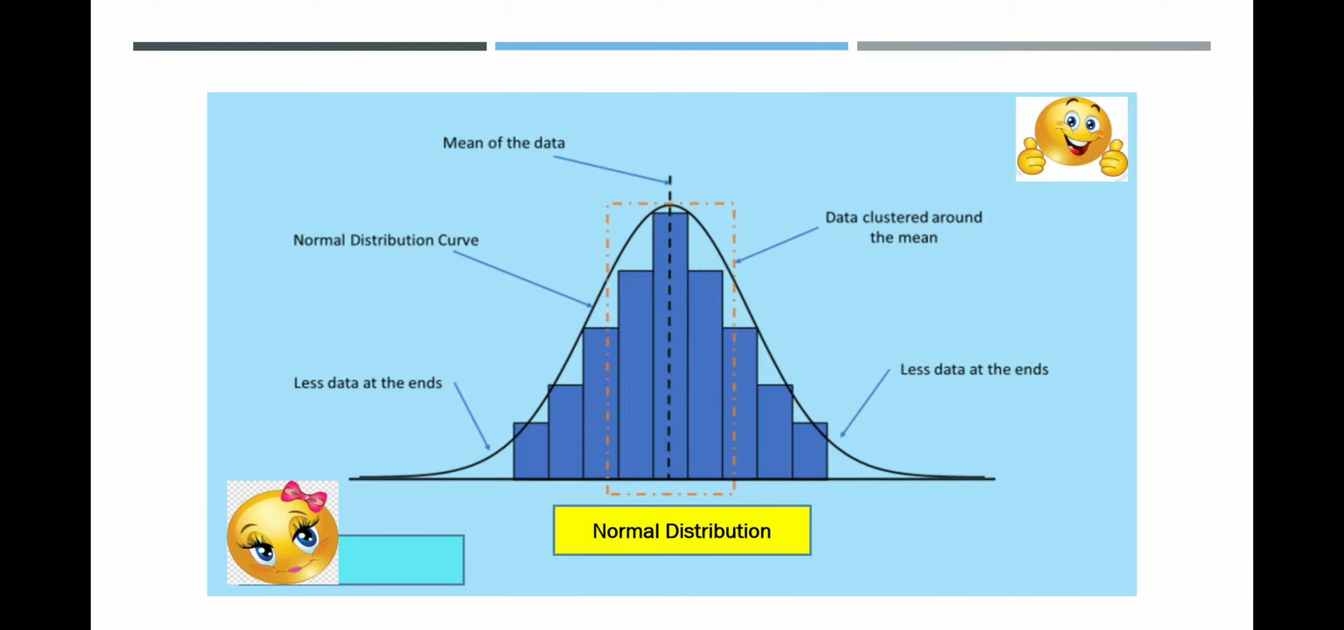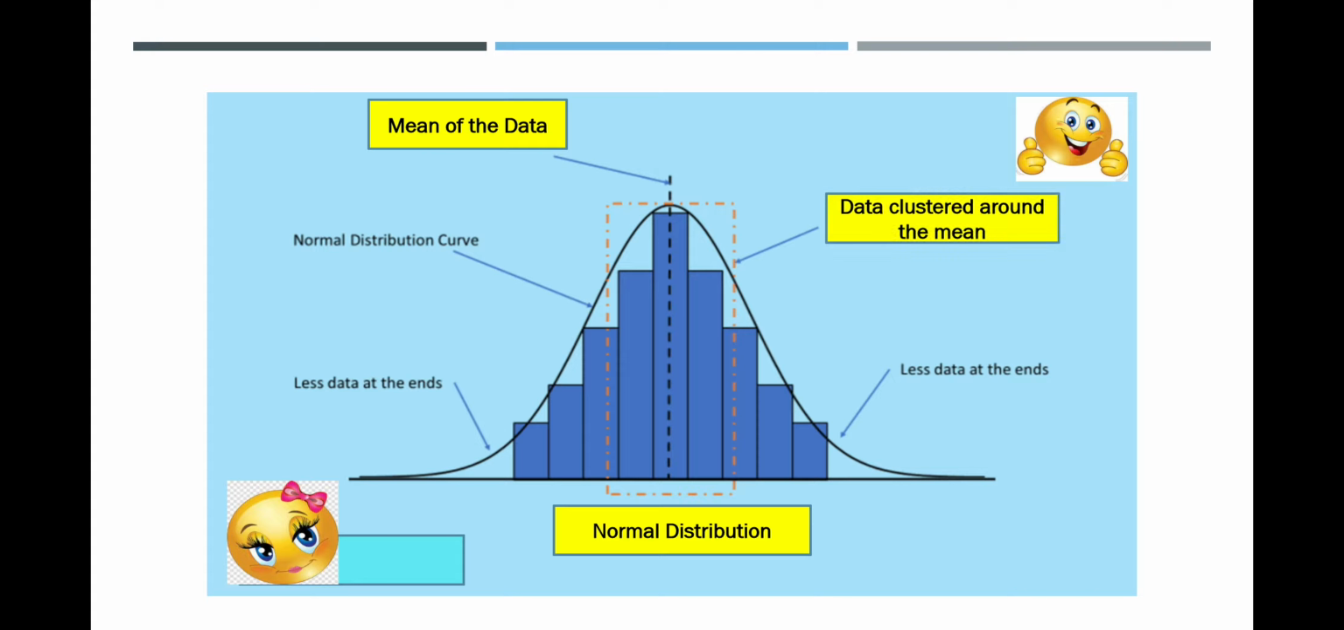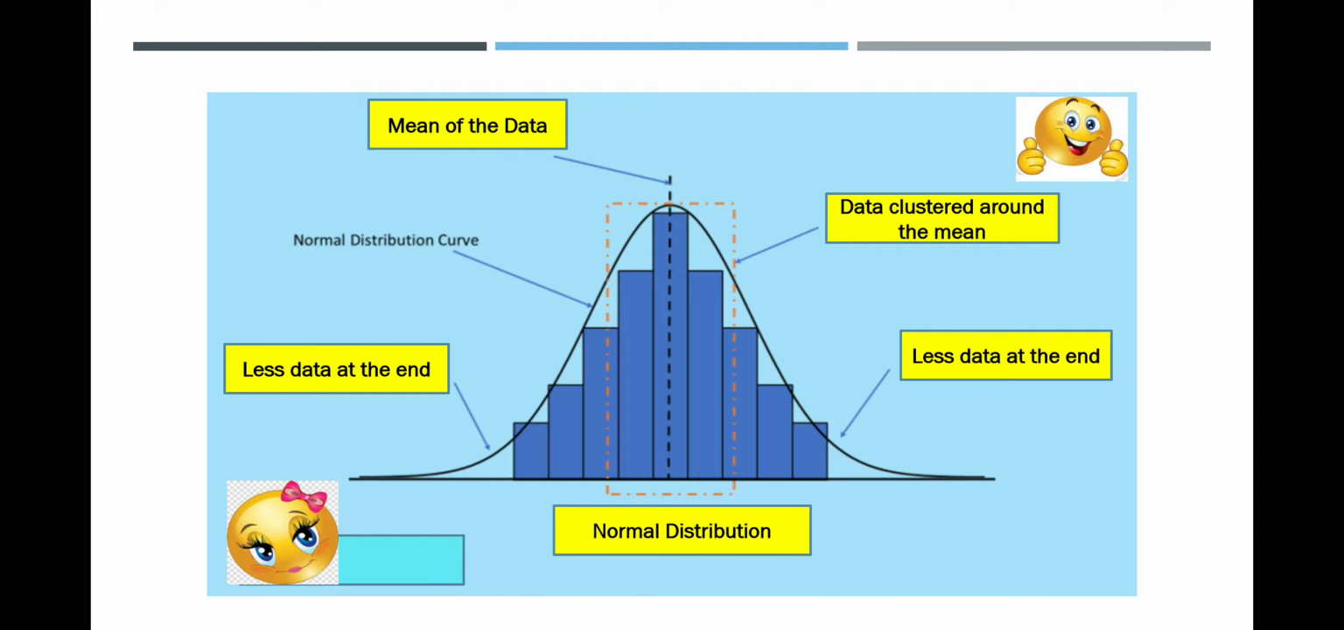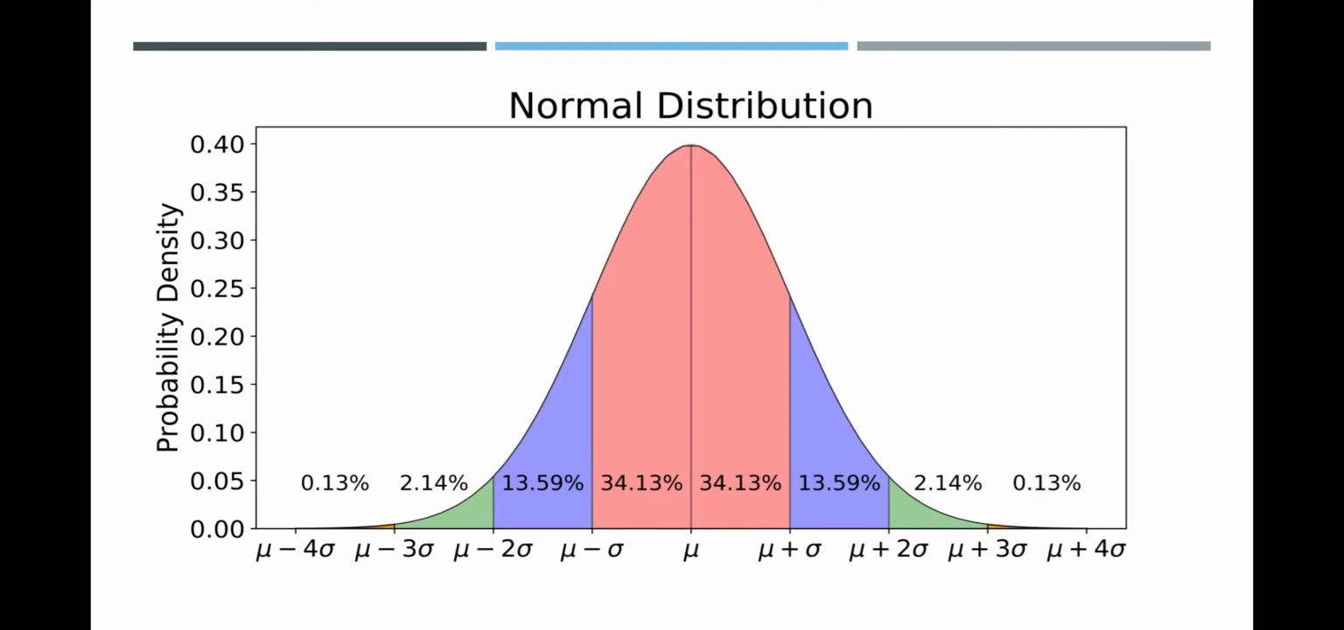So a normal distribution is the mean, and the mean of the data is the highest point, and the data is clustered around the mean, and the graph is a normal distribution curve. At the middle is the mean, and on the right side is the positive value of standard deviation, and on the left side is the negative value of standard deviation.